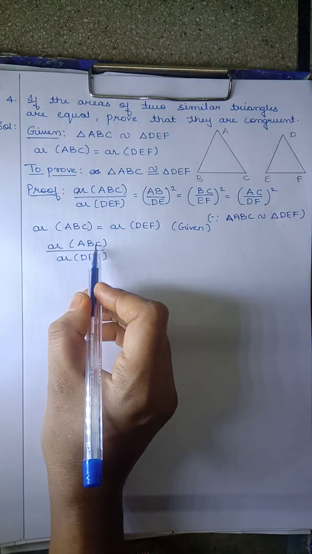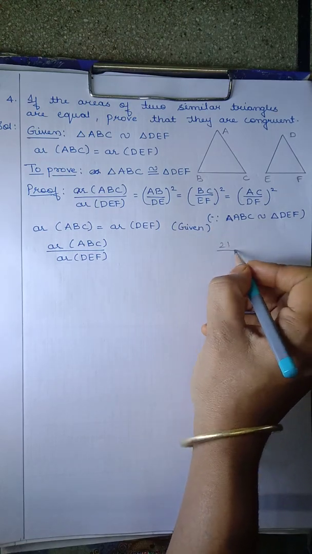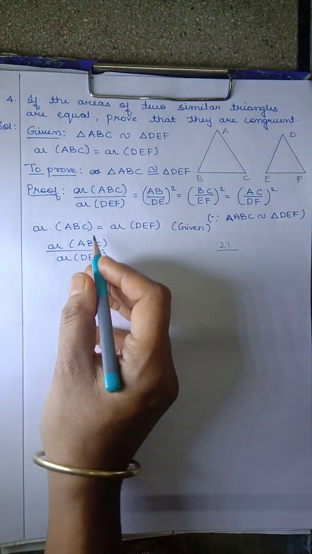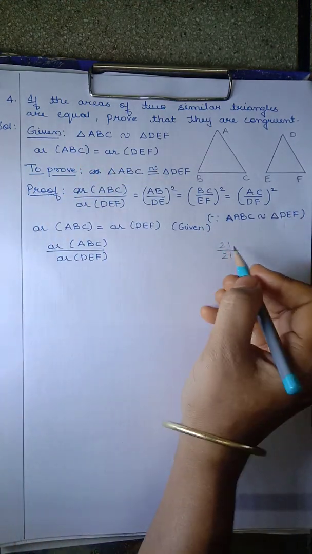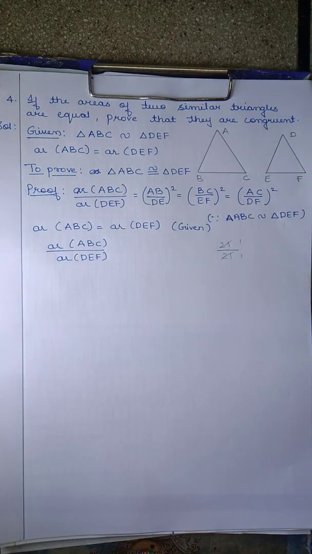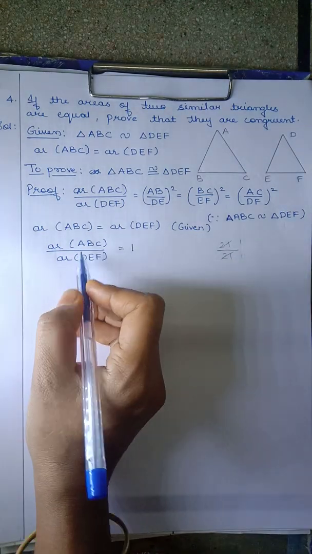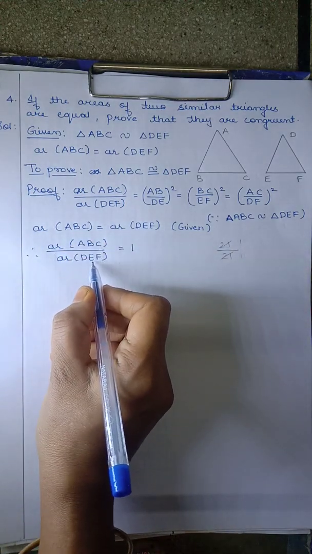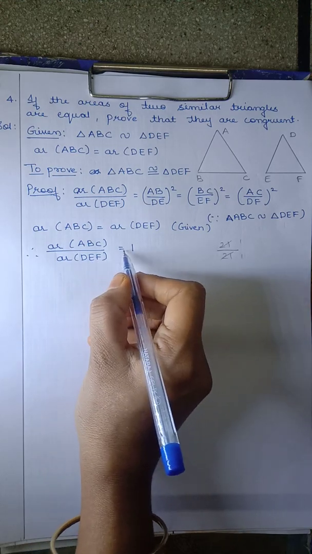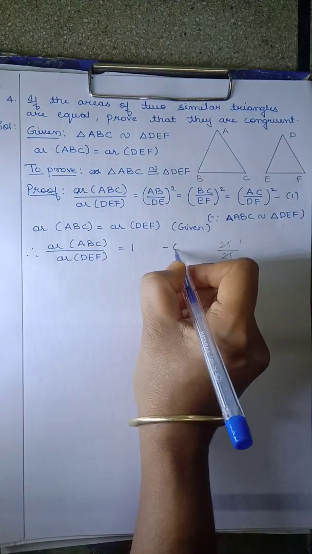Now suppose the area of triangle ABC is, for example, 21 centimeter square, and the area of DEF, both areas are equal they have given. So if ABC is 21, DEF will also be 21, children. So it will get cancelled and you will get 1, isn't it? Whatever is the area, it is equal, and when you simplify you get 1. So when the areas are equal, area of triangle ABC upon area of triangle DEF will be equal to 1. Okay, so let's write this as equation 1 and this as 2.